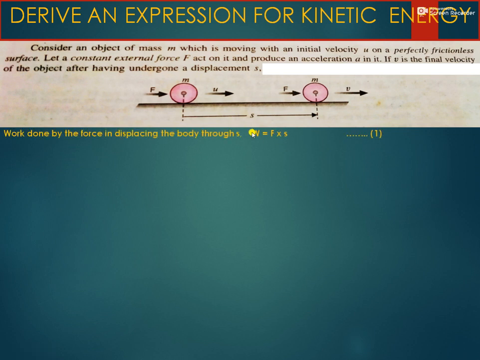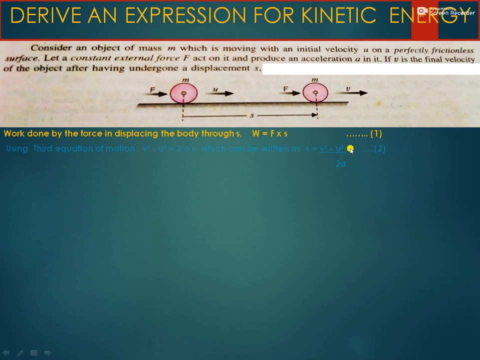Students, we know that due to this motion work is done, because force is applied and the displacement is taking place in the direction of force. So first we will write down the work done by the force in displacing the body through s. What is the expression? W is equal to F into s, which we know, work done is the product of force and displacement. You write this as equation 1.